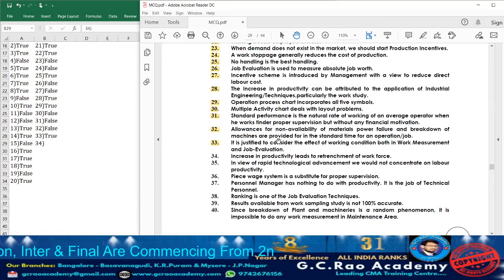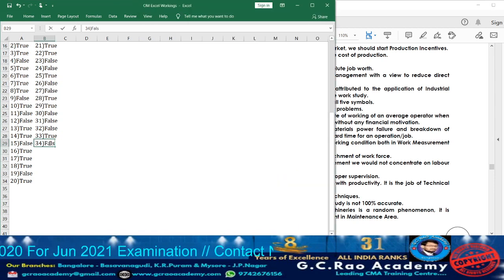Now let us move on to statement 34. What they are telling? Increase in productivity deals in retrenchment of workforce. Sorry, due to increase in productivity it is going to reduce the cost of production. It is not going to remove the workforce from the organization. So accordingly, statement 34, whatever they have given, is false.